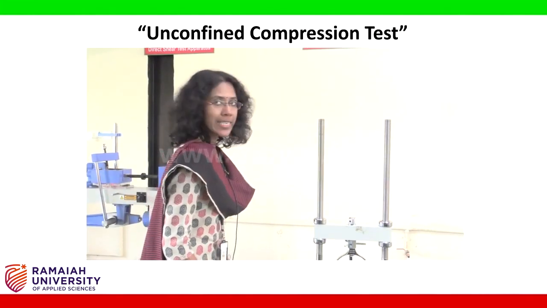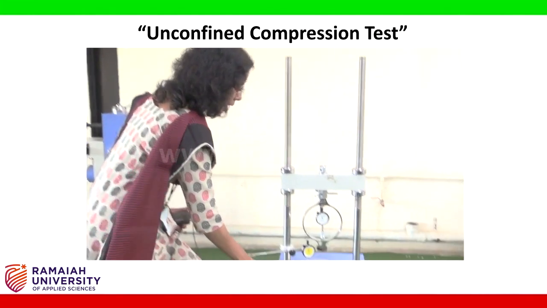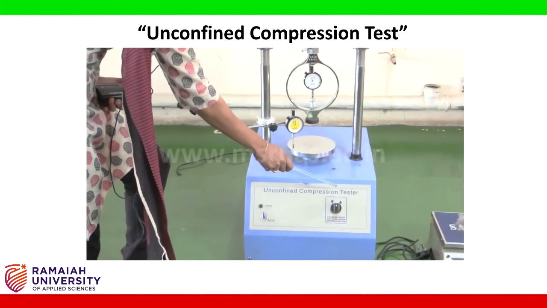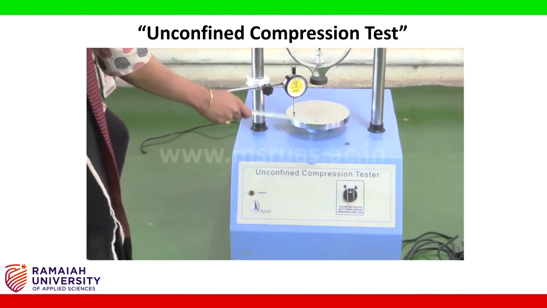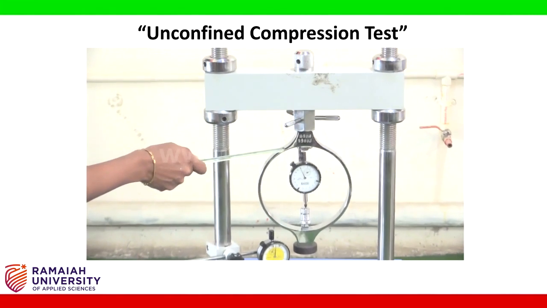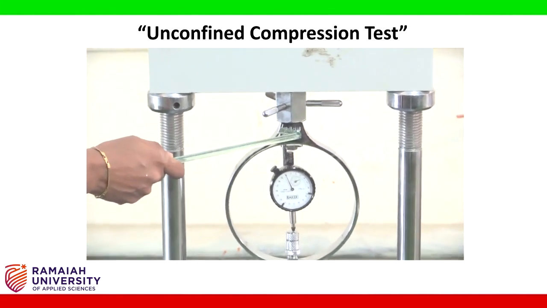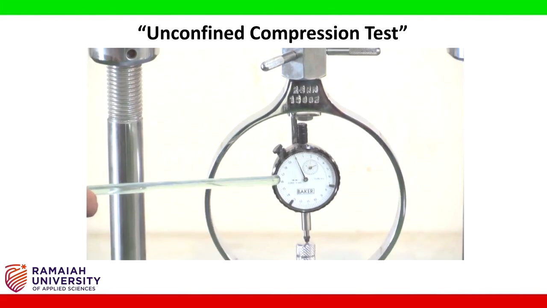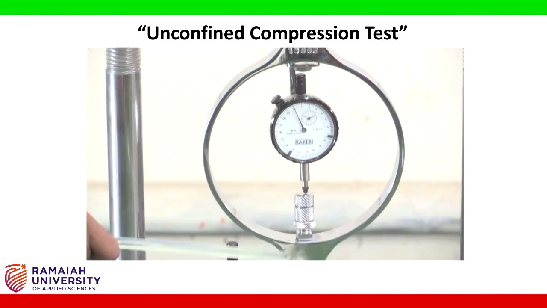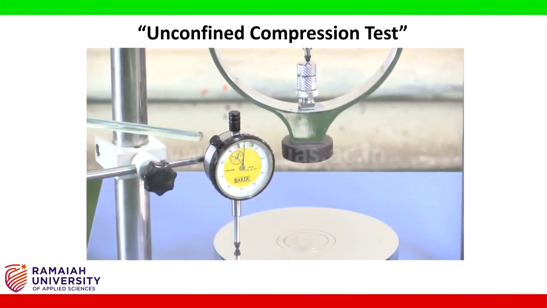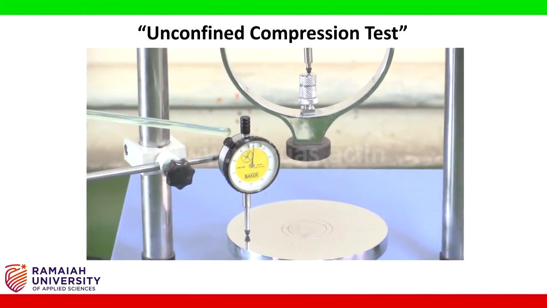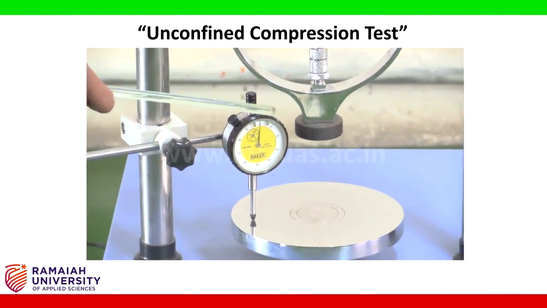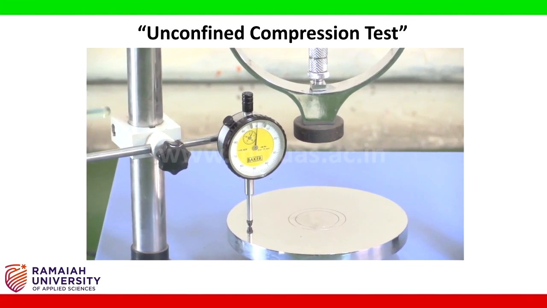Now we will test the soil sample in this unconfined compression tester. This consists of a proving ring of capacity 2.5 kilonewton. This proving ring is used to measure the load which is applied on the soil sample. This is the deformation dial gauge which is used to measure the deformation on the soil sample.